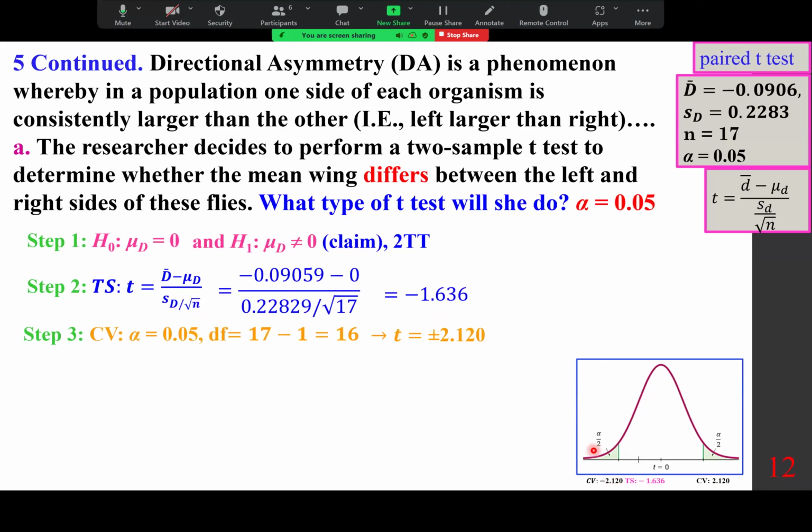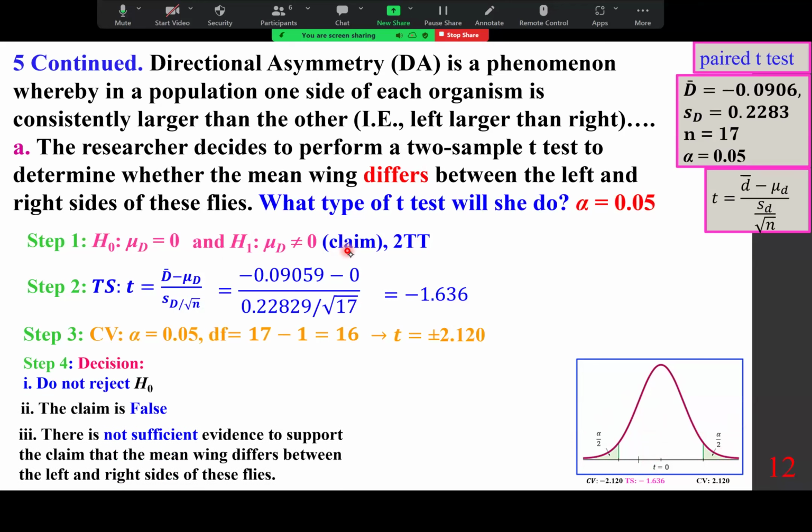And here's alpha over 2. Remember, alpha is 0.05 divided by 2. So in each tail, we have 0.025, half of that. And this is the middle, the non-rejection region. A test statistic of negative 1.636 is somewhere here. It's way into the non-rejection region. Do not reject H0. If you're not rejecting H0, the claim becomes false, and you rewrite it: there is not sufficient evidence to support the claim that the mean wing length differs between the left and right side of these flies.